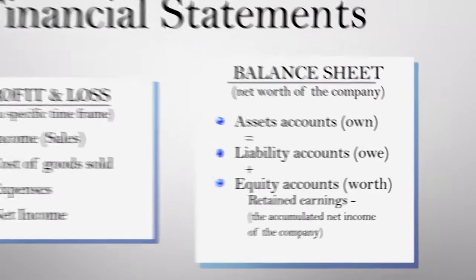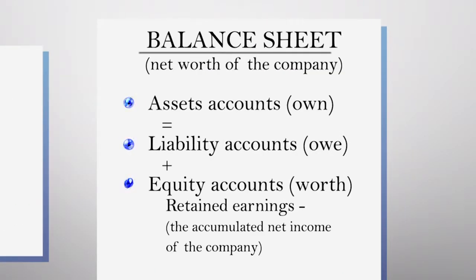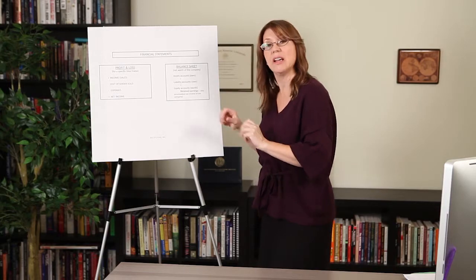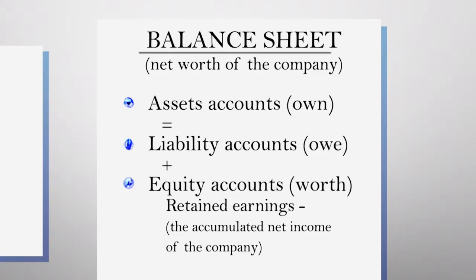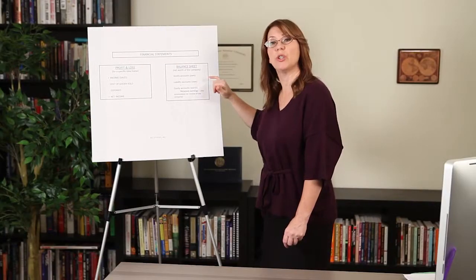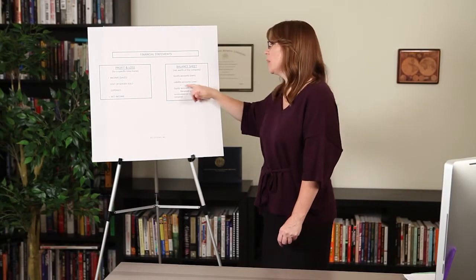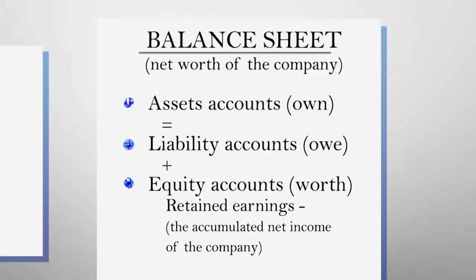Now the balance sheet reflects the net worth of the company. You have your asset accounts, and we're going to go into this in detail in Chapter 6. This is just a brief overview. You have your asset accounts, which is what you own, equals your liability accounts, which is what you owe to others, plus the equity accounts, which is the worth of the company.